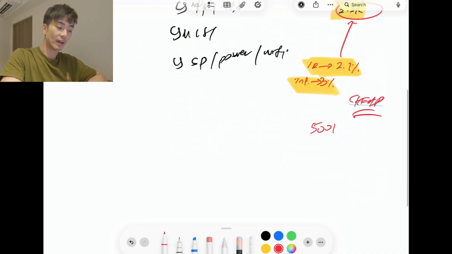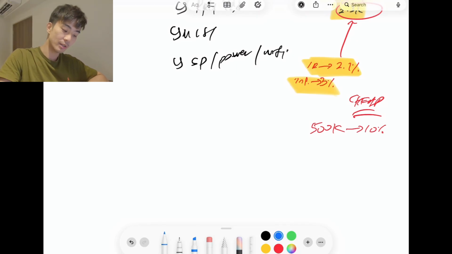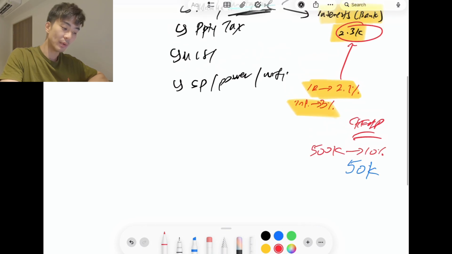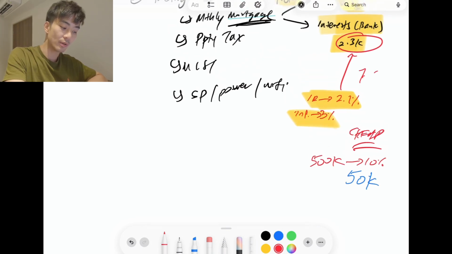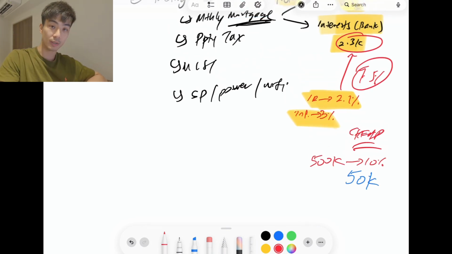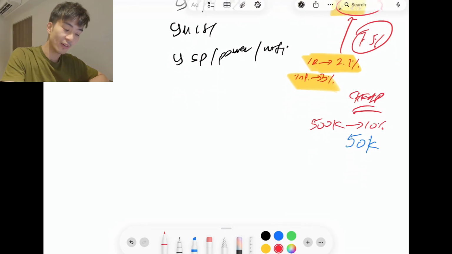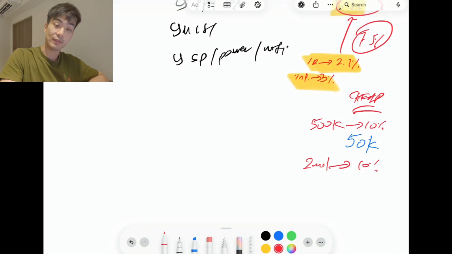If you have 500k and the market moves 10%, you earn how much? You earn 50k, just for simplicity. But with leverage, which in Singapore is a 75% maximum loan to value, 500k can get you a 2 million property. Which means at a 10% market movement, you're actually profiting 200k.